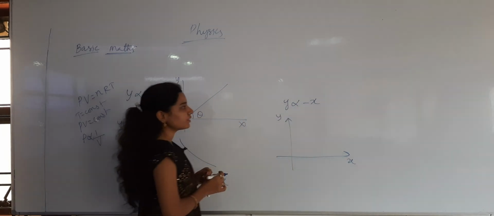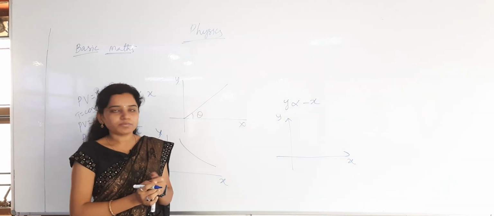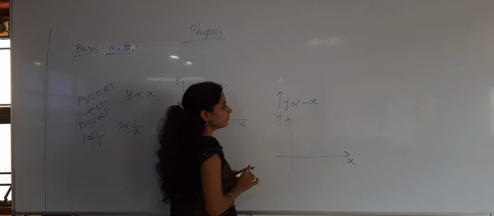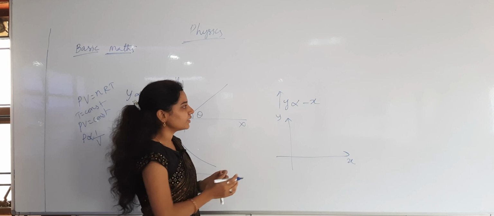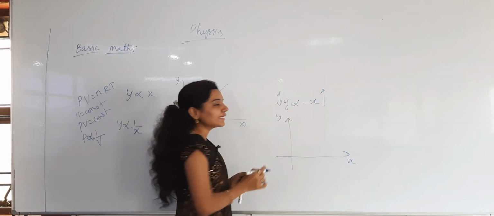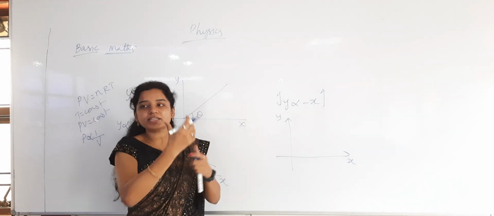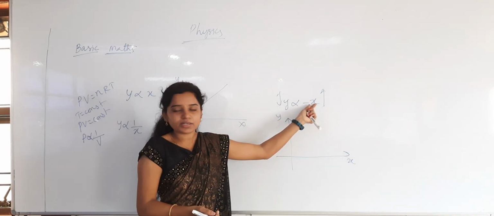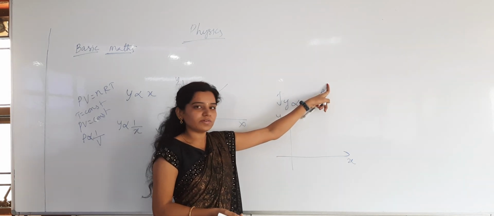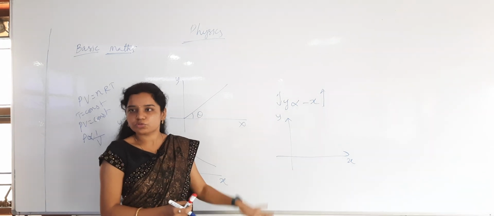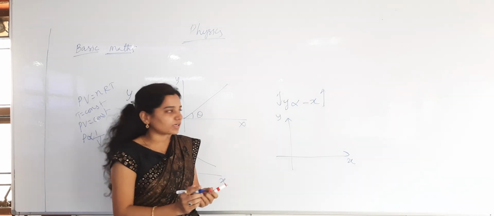Now here it is negative. Whenever I increase the x value, what happens here? Y is decreasing. Y is increasing in the negative way. That is the meaning, right? Y is directly proportional to minus x means that if I increase the x value, y is increasing in the opposite way, towards the negative.